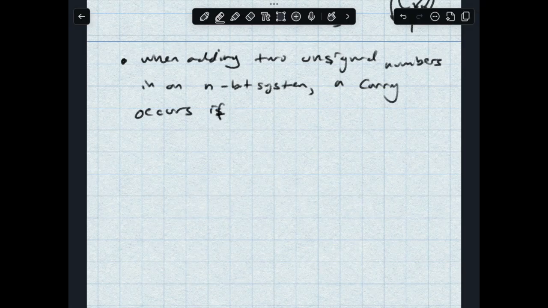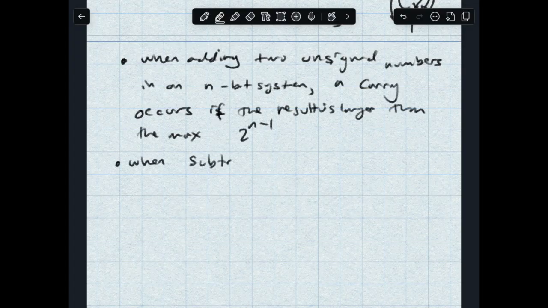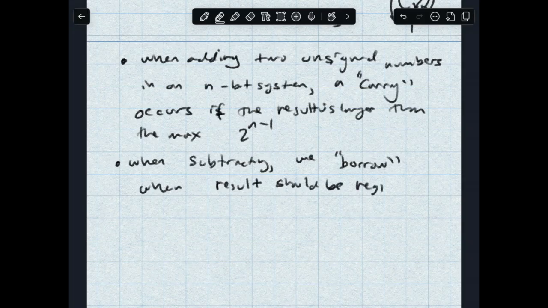When we subtract, so that was adding, when subtracting, we do what we call borrow. So I'll put little quotes around carry. So we borrow when we get a result that would be negative, or we go below 0. So when the result should be negative. And that's just working the opposite way around that overflow circle I showed you before.